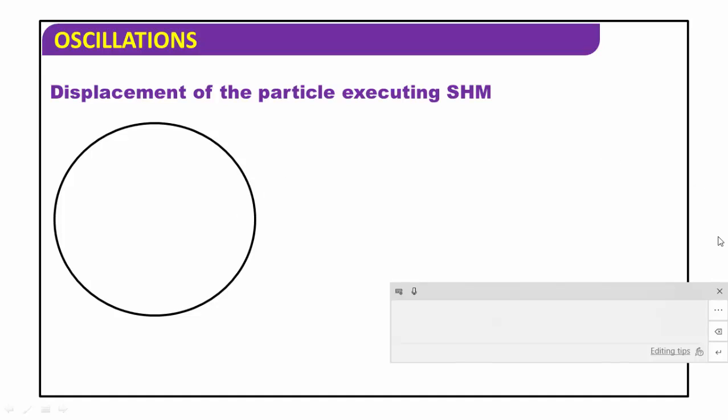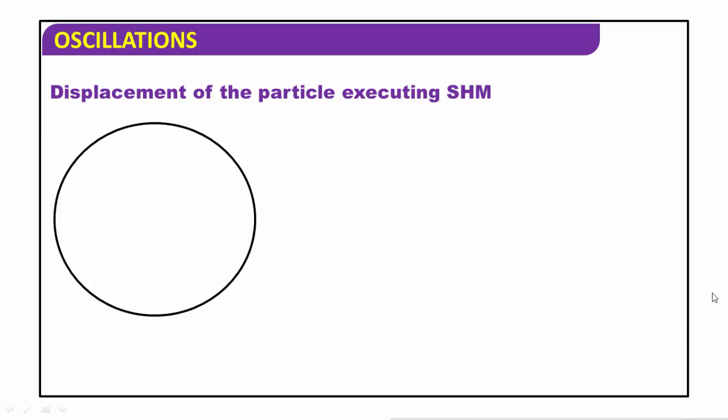Here, displacement means the shortest distance between the initial position and the final position. The shortest distance between the initial position and the final position of the particle, or the body, is called the displacement of the particle.